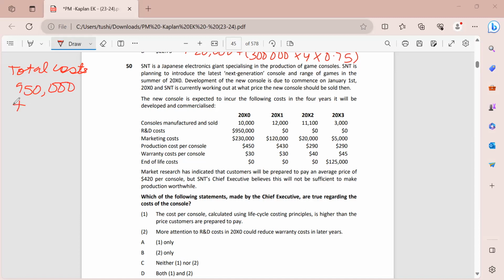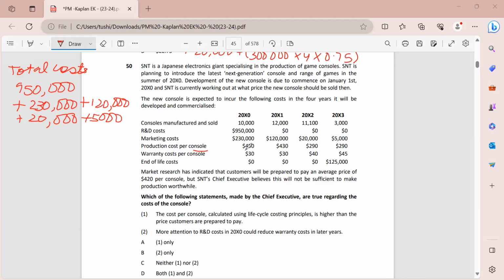Then to this, I will add my marketing costs, which is 230,000 plus 120,000 plus 20,000 plus 5,000. So with this, I have my marketing. Then I go for the production costs. So these are given in per unit, per console terms. So I will just have to multiply this with the number of consoles that we are going to be manufacturing and selling. So 450 multiplied by 10,000.